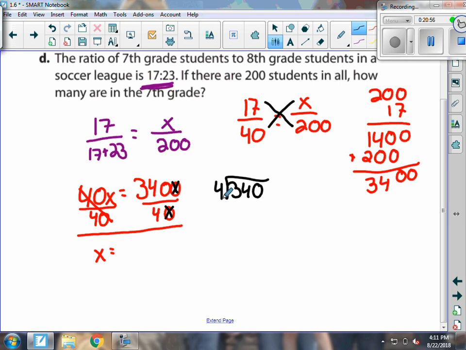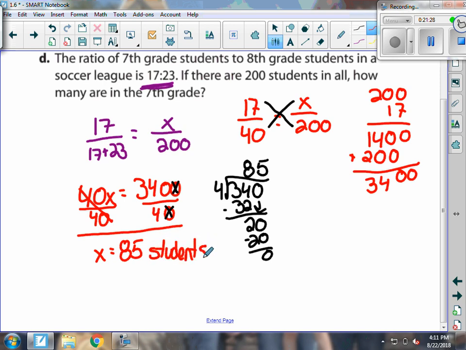How many times does 4 go into 3? It doesn't. How many times does 4 go into 34? That's 8. That's 32. So 4 minus 2 is 2. I bring down my 0. How many times does 4 go into 20? 5 times. So now I've zeroed out. So my x is going to equal 85 what? We're talking about students. So 85 students are in the 7th grade.